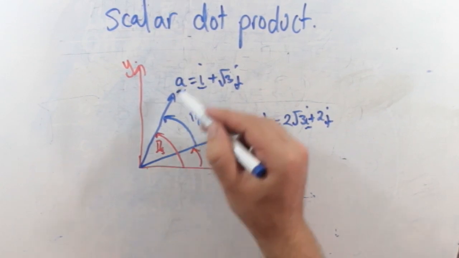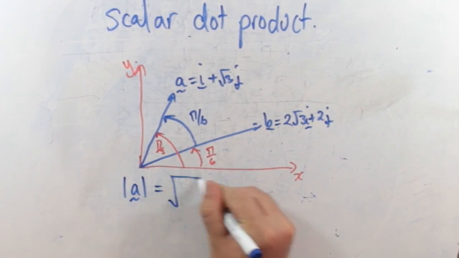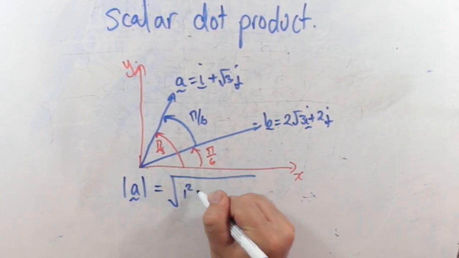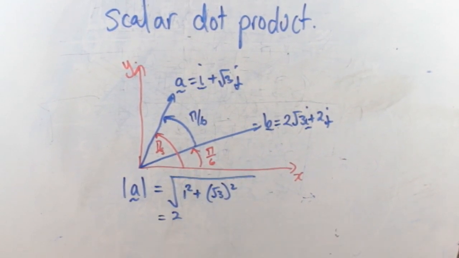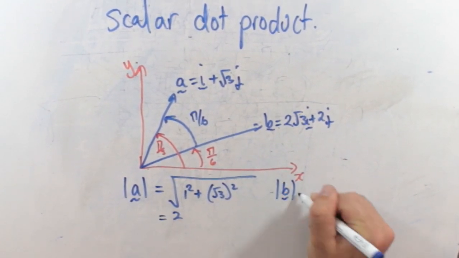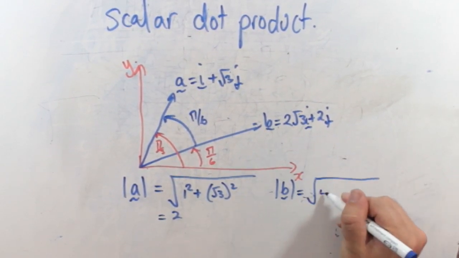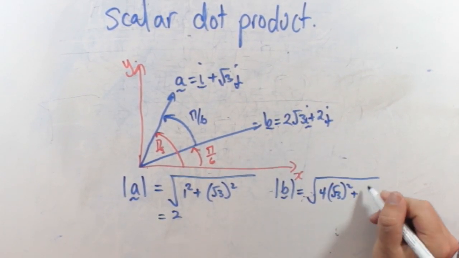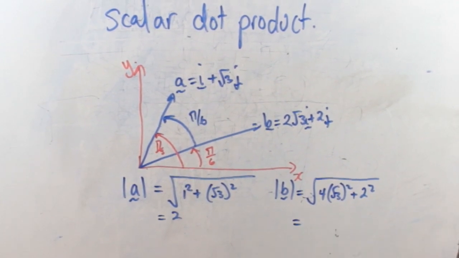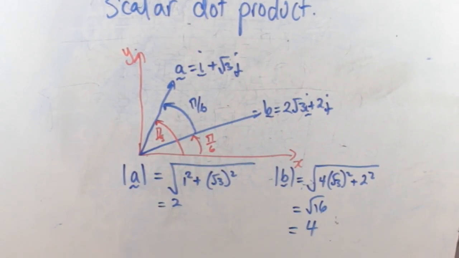Okay, so what's the magnitude of this one? Well, the magnitude of A is the square root of 1 squared plus root 3 squared, which is 2. Magnitude of B is the square root of 2 root 3 squared, plus 2 squared, which is 4. Okay, so we've got 12 plus 4, which is 16, so root 16, which is 4. So the magnitude is 4.